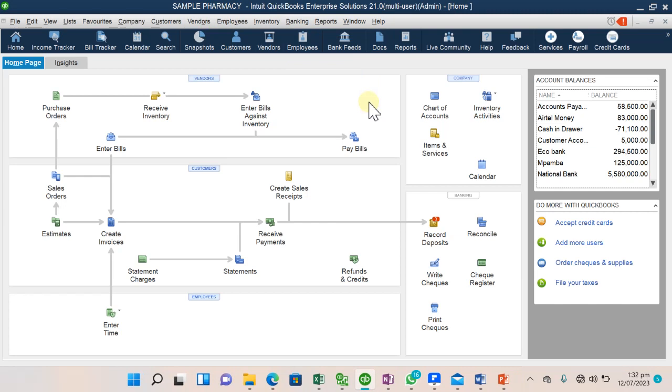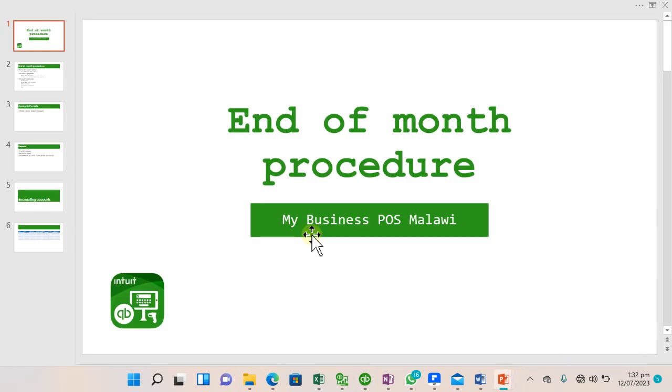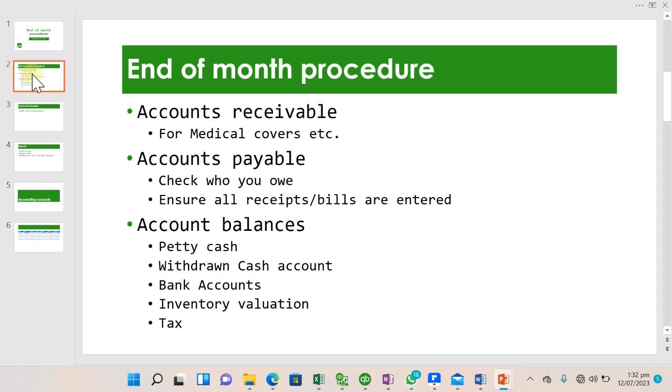So first, I think let us go through this presentation. I call it end of month procedure. So at the end of the month, what is supposed to be done? One, you have to go through your accounts, the receivables, the payables, and also the bank balances.